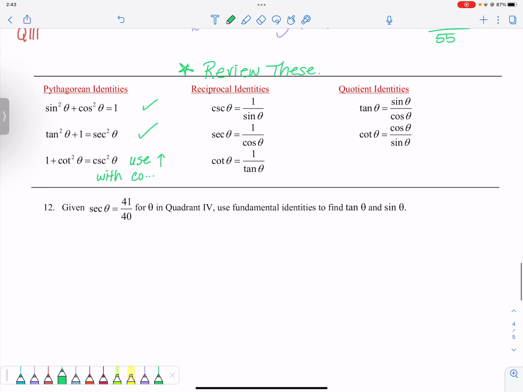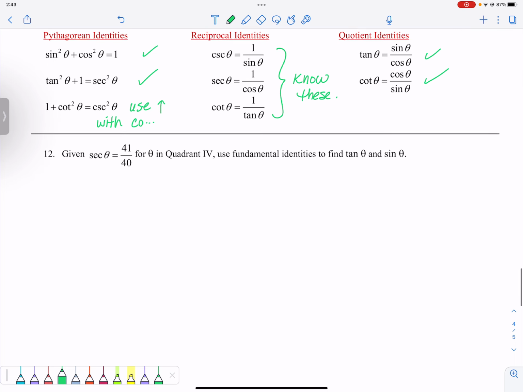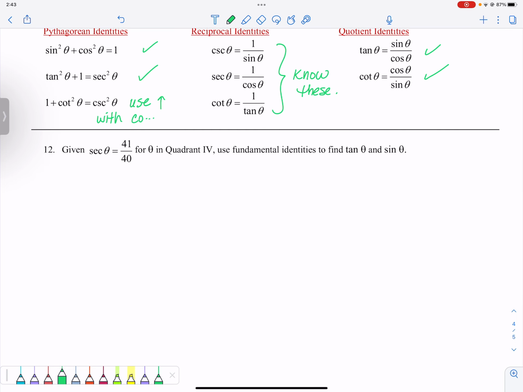And we've gone over all of these reciprocal identities. You will need to know these. And so you'll need to know these as well. Okay, let's go to number 12. Given, and this is our last problem in the section, given the secant of theta equals 41 divided by 40 for theta in quadrant 4.